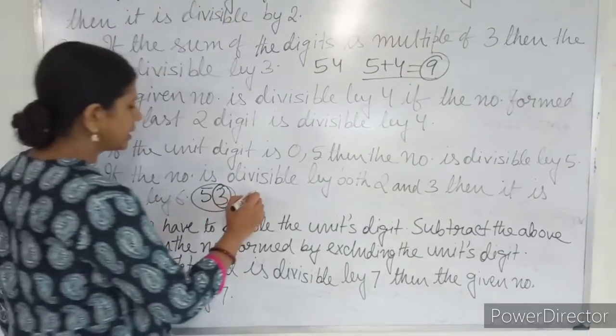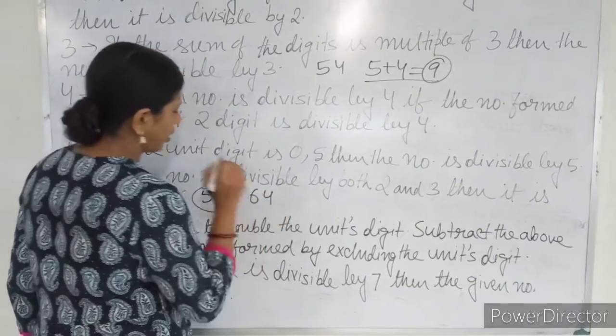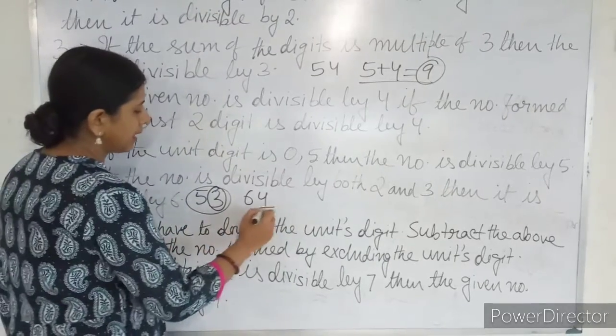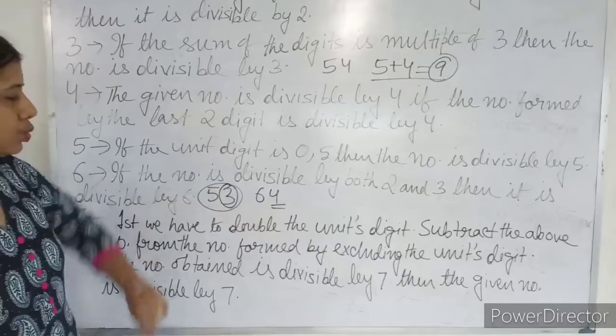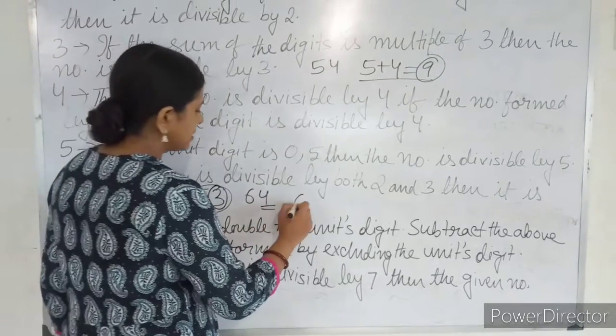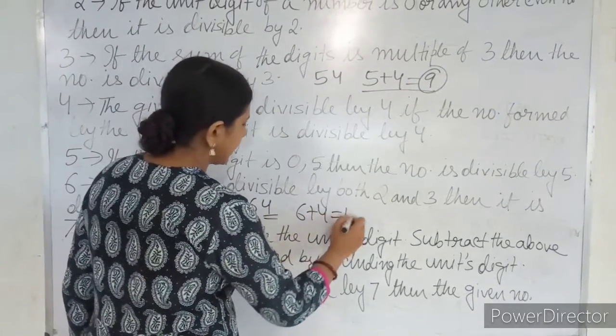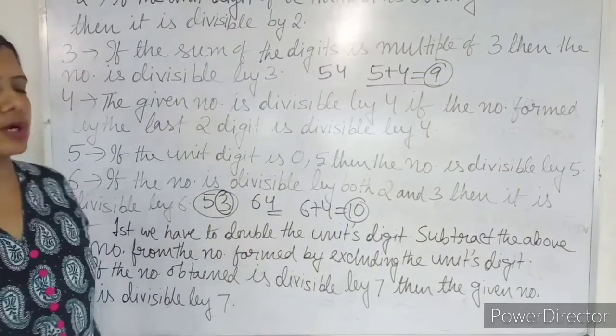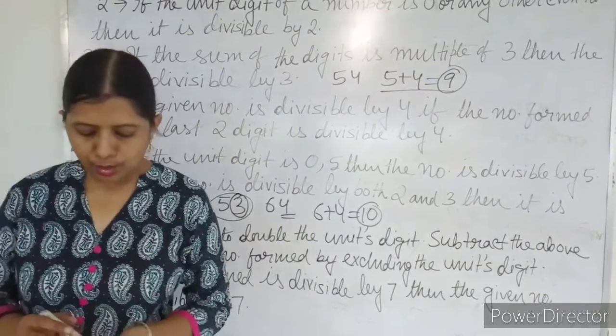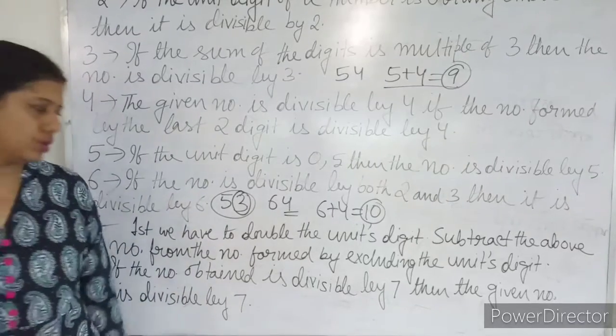Now if the number is 64, now I will proceed. The last digit is 4, which means it is divisible by 2. Second step is 6 plus 4, that is 10. Now 10 is not divisible by 3, so the number is not divisible by 6. So you have to follow both the rules.